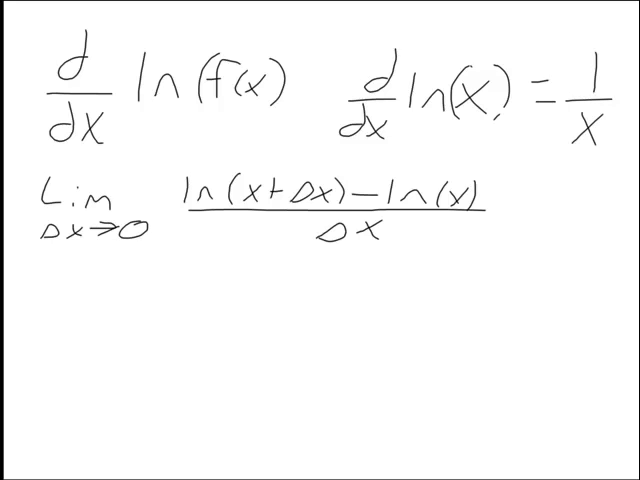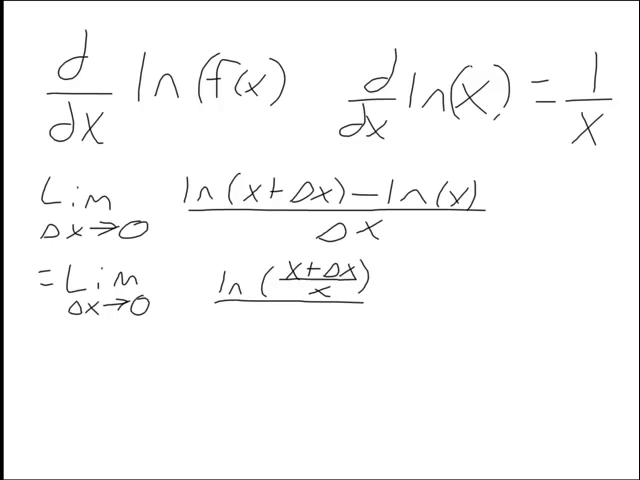So the first thing I want to do is combine the two logs into one. So it will become the limit as delta x approaches 0 of the natural log of x plus delta x over x, just using our log property that when you have a difference of two logs, it becomes a quotient in the argument, and that's still divided by delta x.